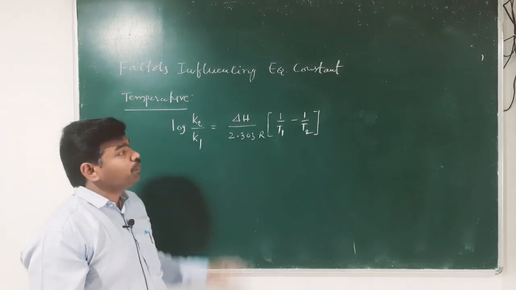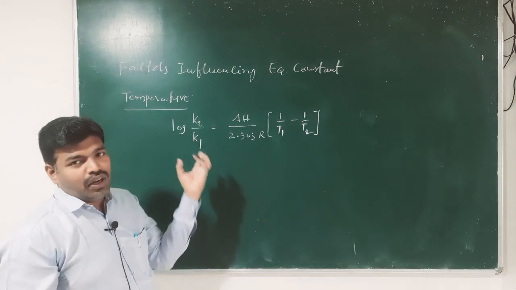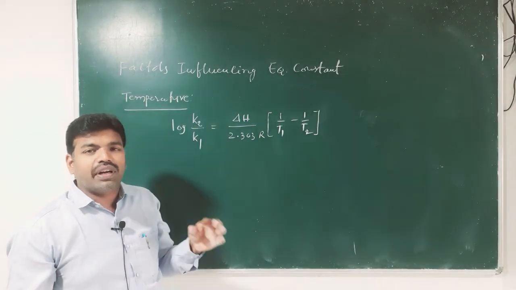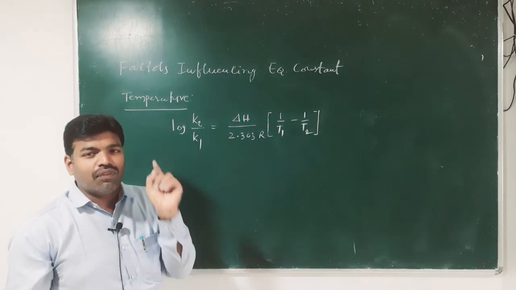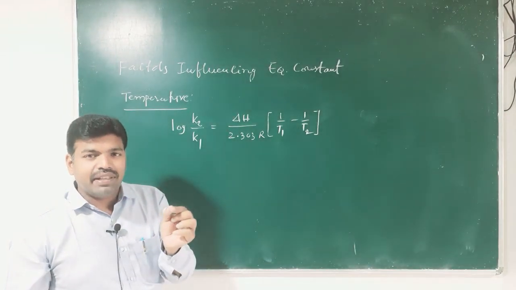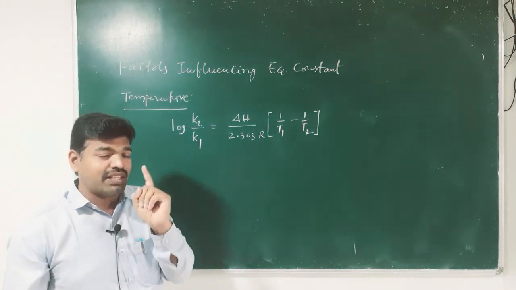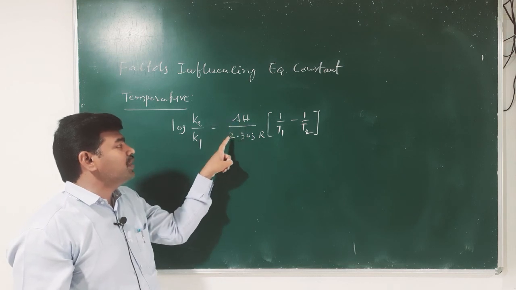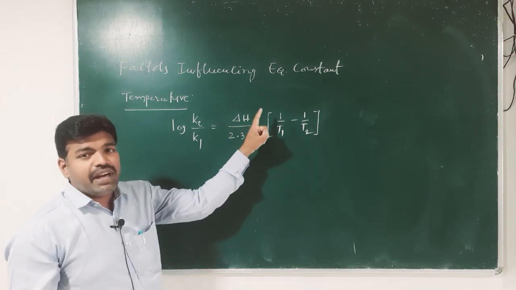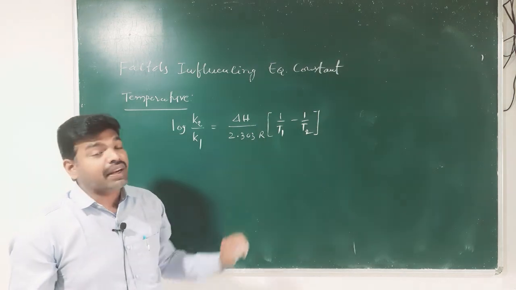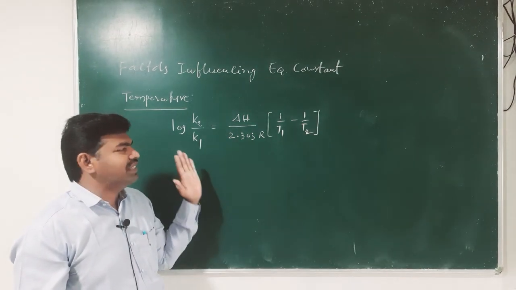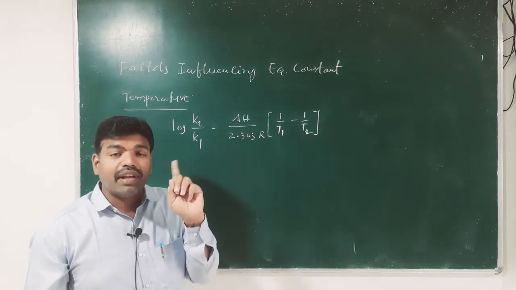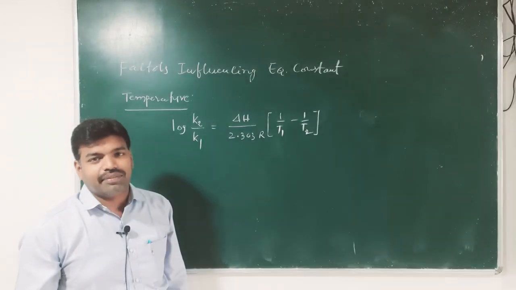To prove this equation, to get to know how this equation comes, we need to perform a long derivation. That is not needed. What you should remember is log K2 by K1 is equal to delta H by 2.303 R into 1 by T1 minus 1 by T2. So, this equation is enough to know the effect of temperature on equilibrium constant, right?